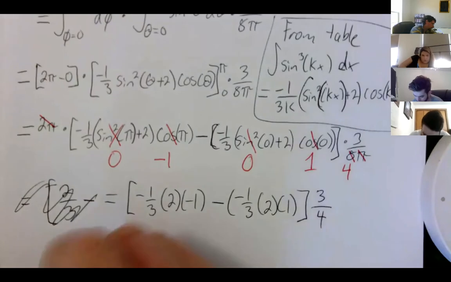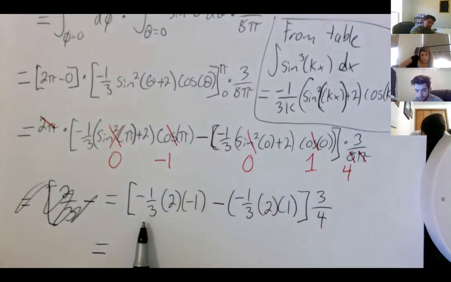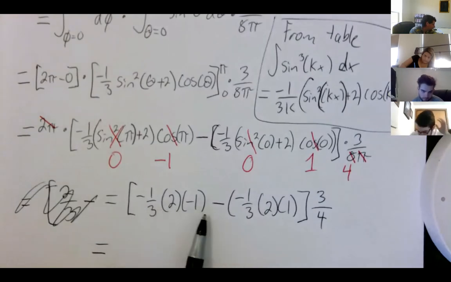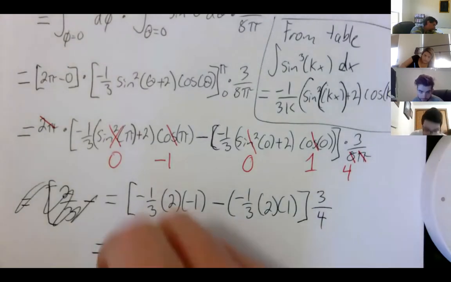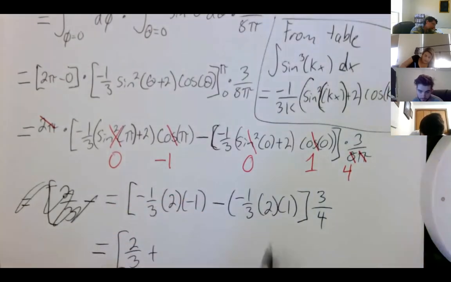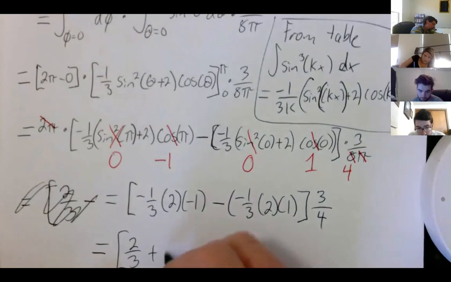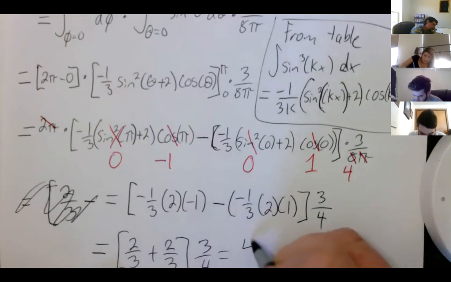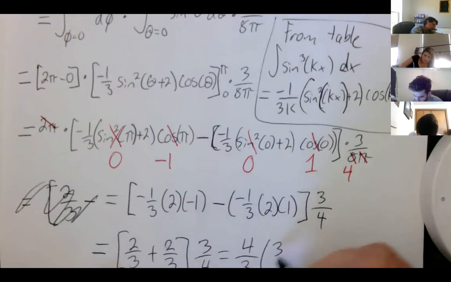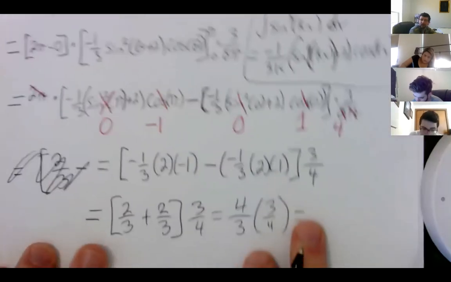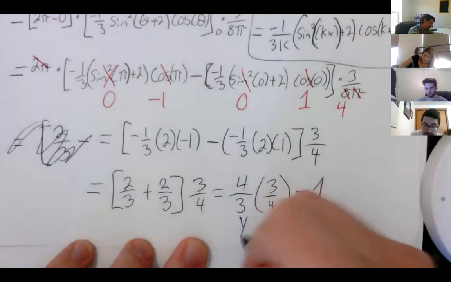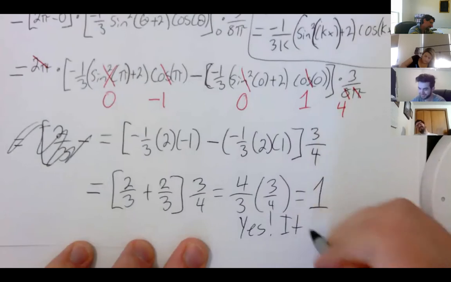So now it's going to work out to 4/3. You can guess what it's going to work out to. This whole portion, what's that become? Just 2/3. Yep. Times 3/4. So 4/3 times 3/4. What's that work out to be? 1. So we proved it. Forgot this was a proof. Yes, it is normalized.